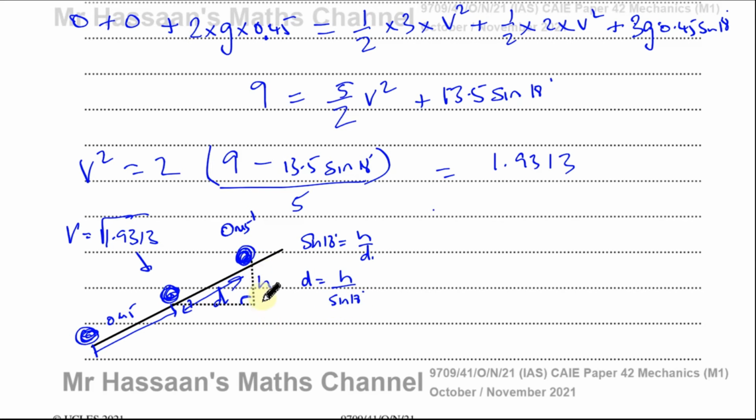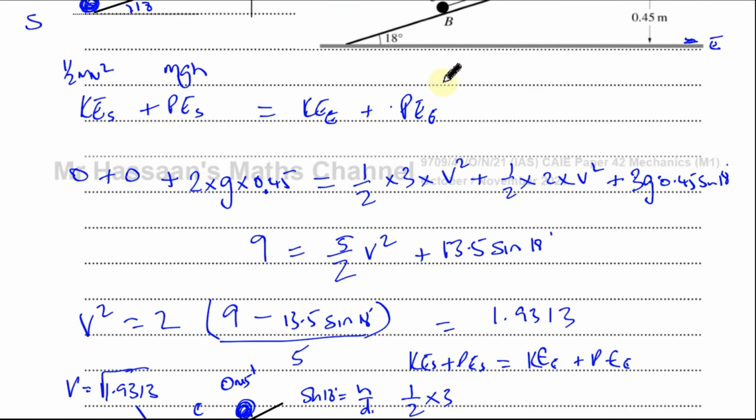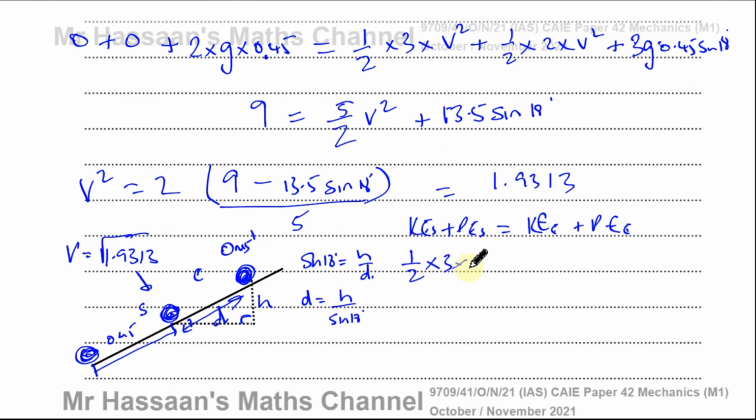So I can work out this height now using the potential energy, because if we consider this the start and this the end, we can say that the kinetic energy at the start plus the potential energy at the start will equal the kinetic energy at the end plus the potential energy at the end. So at the start, it's going to be a half times m, which is 3 kilograms for particle B, times v squared, which is 1.9313. Remember, this is the square root of v.